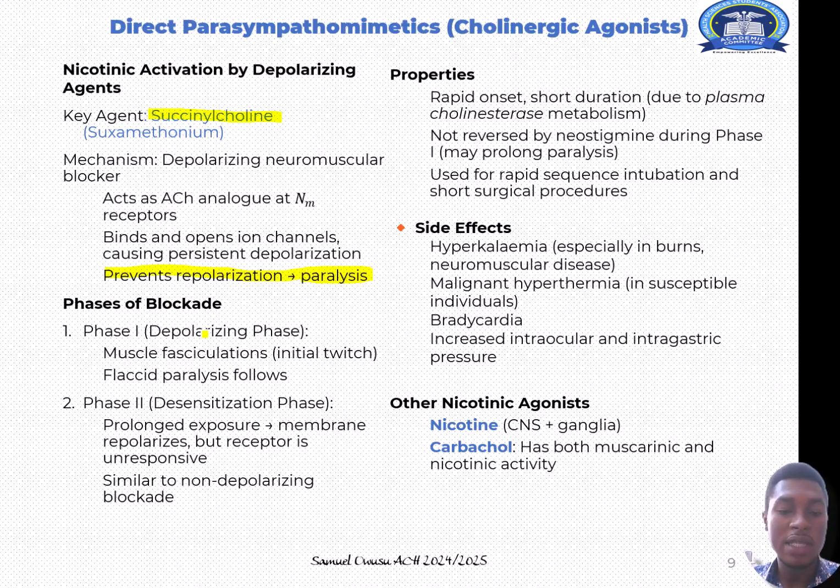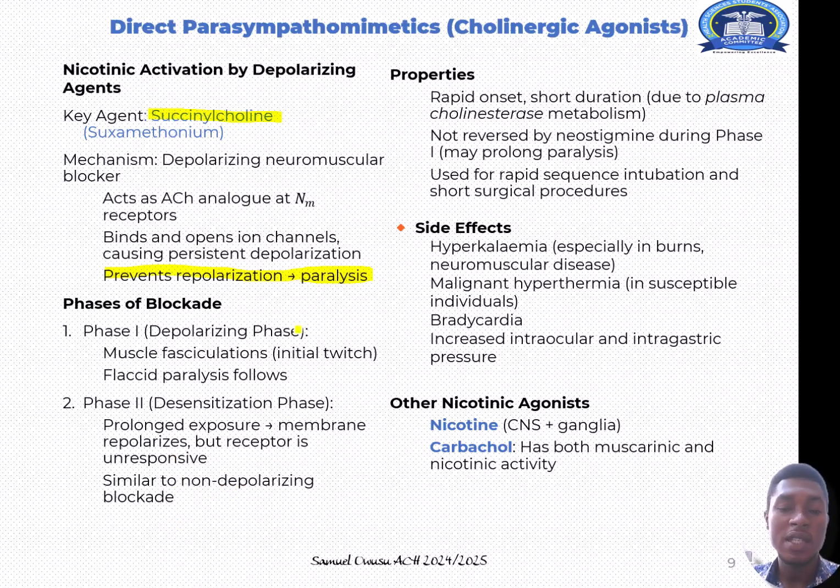We have the depolarization phase, where there are muscle fasciculations because of the depolarizing actions, and then eventually the action will stop so that we get flaccid paralysis. And there's what we call the desensitization phase. After prolonged exposure to acetylcholine, the membrane will tend to repolarize and become unresponsive to the agent, and that is how the action of this agent is reversed, and it's similar to non-depolarizing blockade.